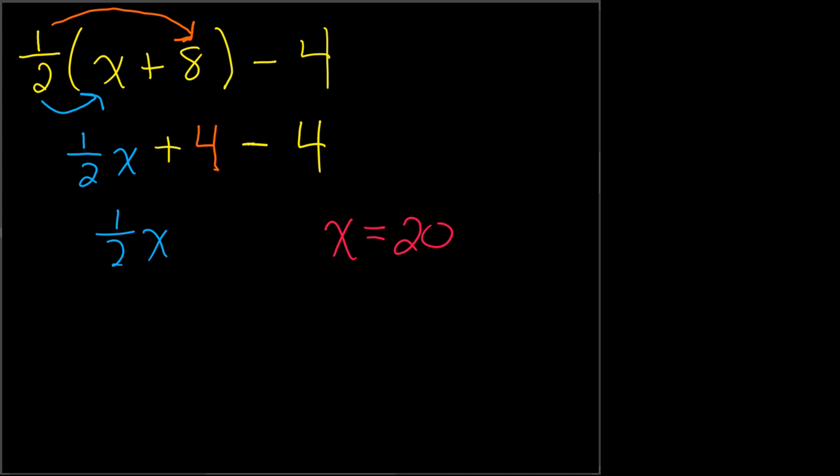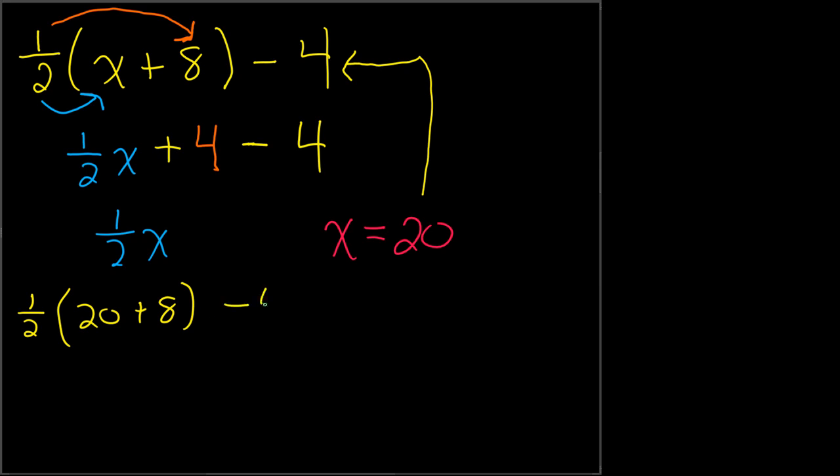Well, I'm going to do it by putting that 20 back into here. So 1/2 of 20 plus 8 minus 4. Because I took the x and I plugged it into here. Now I do my order of operations and I get 28, and half of 28 is 14 and I get 10. And so if I use the expression as I had it, I'll get 10.